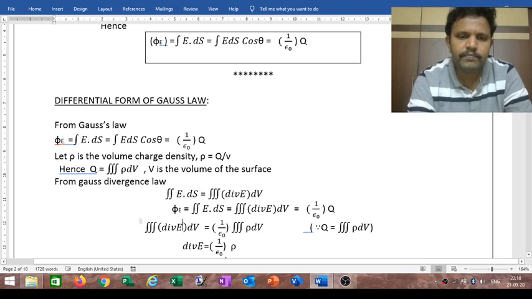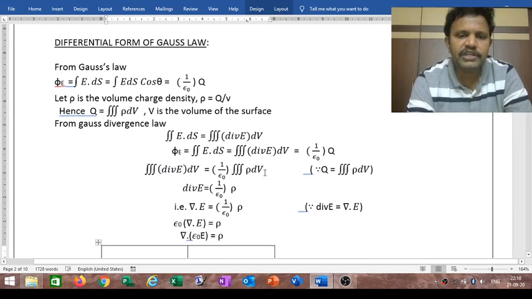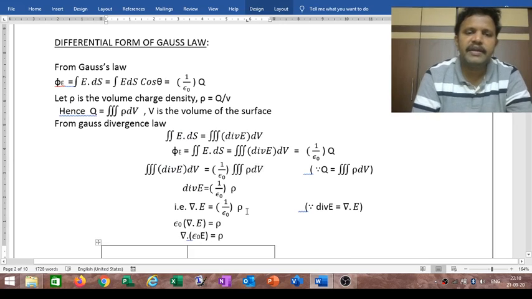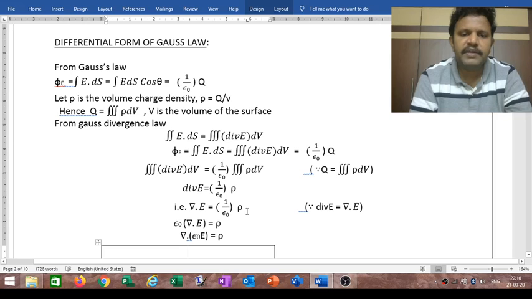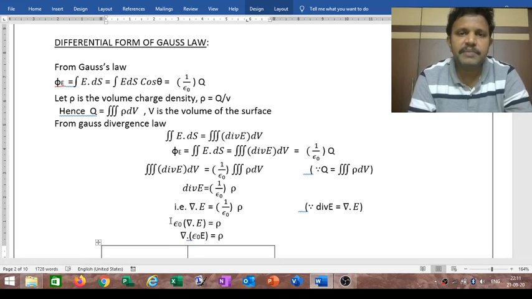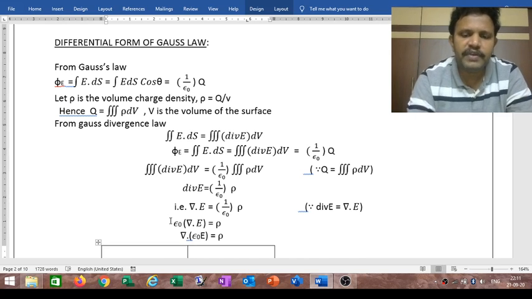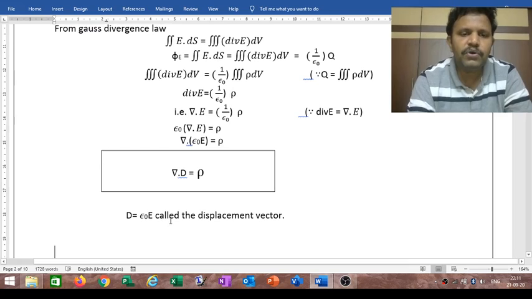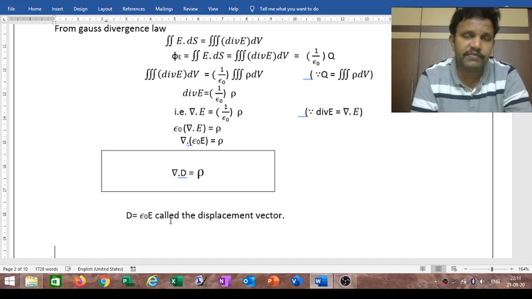Therefore, del dot E is equal to rho by epsilon naught. Here, del dot E is the divergence of E. By sending epsilon naught to the left side, we get epsilon naught into del dot E is equal to rho, or del dot epsilon naught E is equal to rho. Here epsilon naught E is called the displacement vector, which is denoted as D. Therefore, we write D instead of epsilon naught E. We get del dot D is equal to rho. This is the differential form of Gauss law.